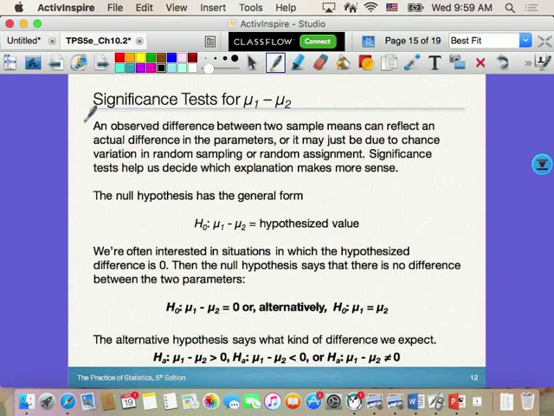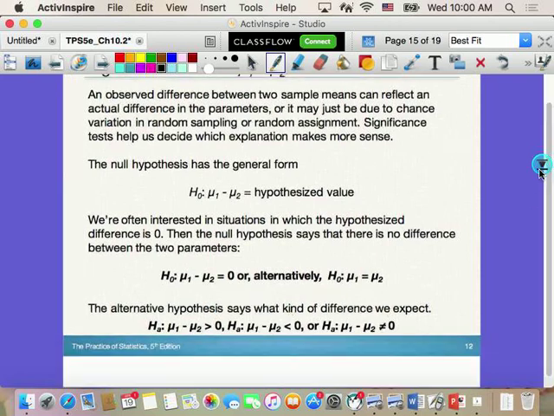Two means could just be different by chance, or they could have a true difference. And that's what we do in a hypothesis test. We'll determine the H0, that there's no difference, or the Ha, that there is a difference. And that Ha can be three ways: greater than 0, less than 0, or not equal to 0.